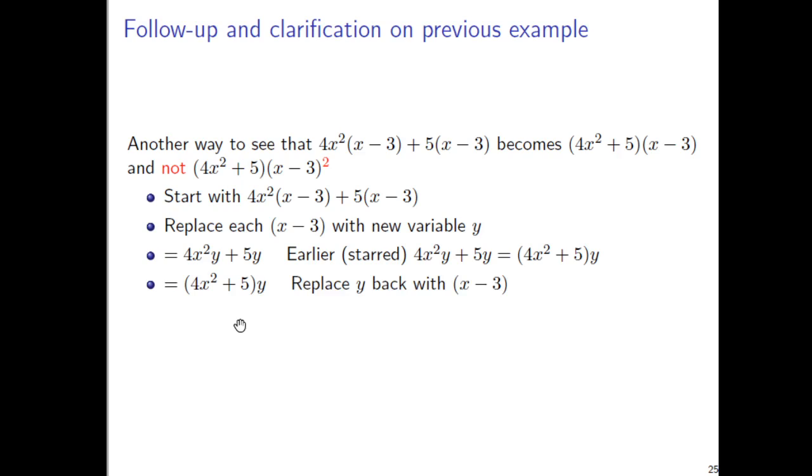Okay, now go ahead and replace the y, again, with an x minus 3. Earlier we replaced x minus 3 with a y, so now it makes sense to replace in reverse. Replace y with x minus 3, and so you have 4x squared plus 5 quantity times x minus 3 in parentheses. Notice again, this is an x minus 3, not an x minus 3 squared. That square would just magically appear out of nowhere and would be incorrect.